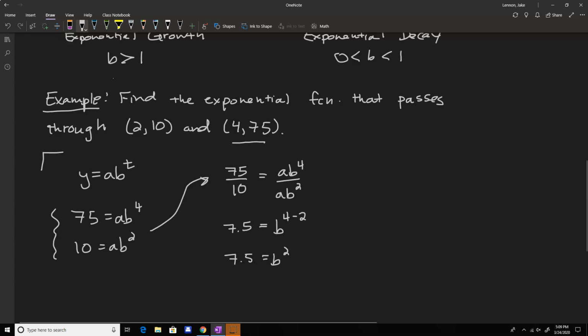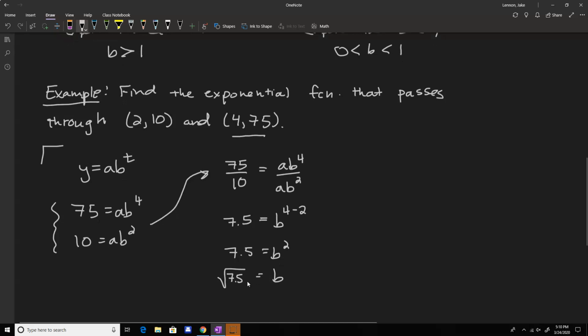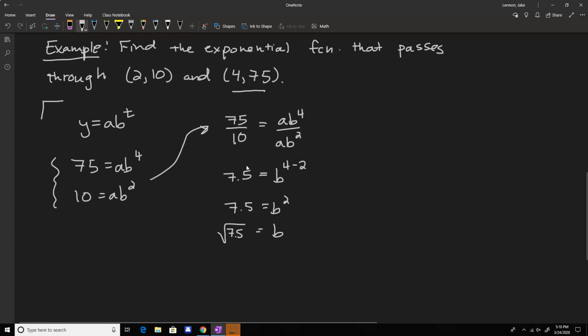Now typically this would have 2 solutions. B would equal plus or minus the square root of 7.5, but in this case, for exponential functions, we require that b be a positive number. So essentially b here is just the square root of 7.5, and you could do this either using exact values or approximate values. Let's just approximate for this first example. So the square root of 7.5 is about 2.74 if we round.